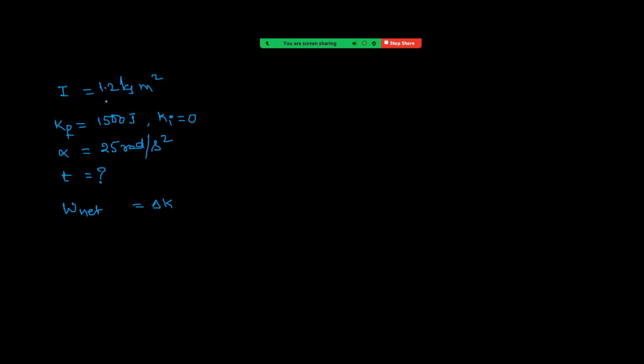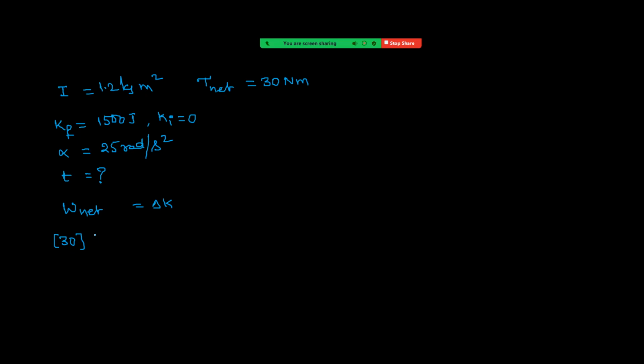Alpha is given and I is given. I into alpha gives net torque, right? I into alpha gives net torque. See how much? 1.2 into 25. It is equal to 30, right? 30 Newton meter. So net torque is known. So net work done is equal to delta K. Therefore, net torque, that is 30, into displacement, right? Net torque into displacement.